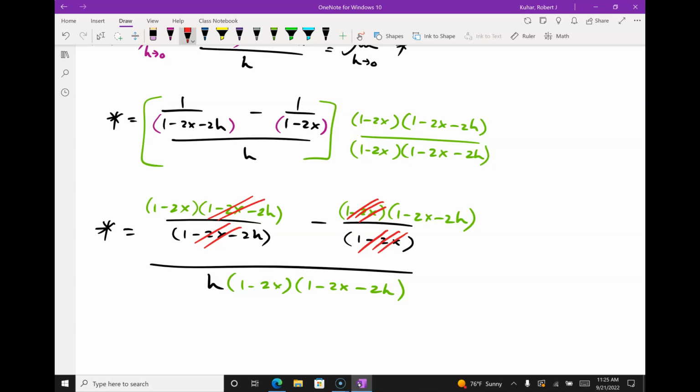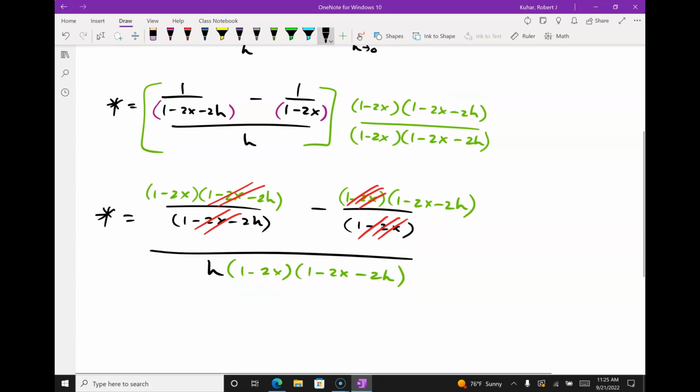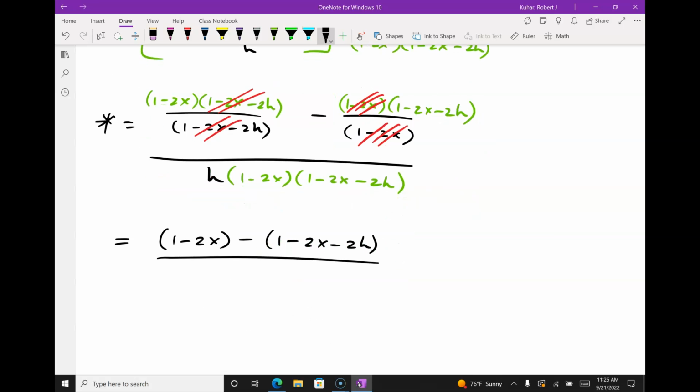Yes? Now I'm rewriting. I'm not thinking at all here. I'm just rewriting what I have. Every time I do a step, I'm trying to do something so simple that I won't make a mistake.